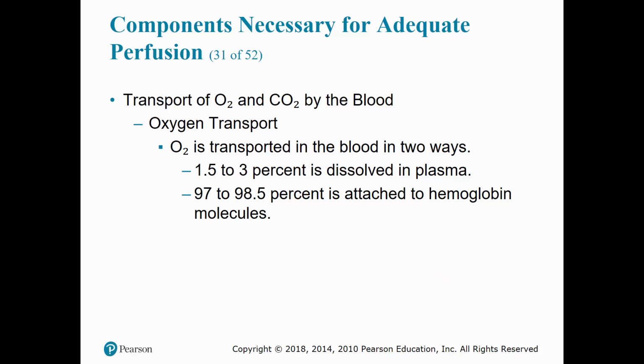Approximately 1,000 milliliters of oxygen is delivered to the cells every minute. Oxygen is transported by the blood in two ways. 1.5 to 3% of it is dissolved in plasma, and 97 to 98.5% of it is attached to hemoglobin molecules, which is then transported throughout the body.